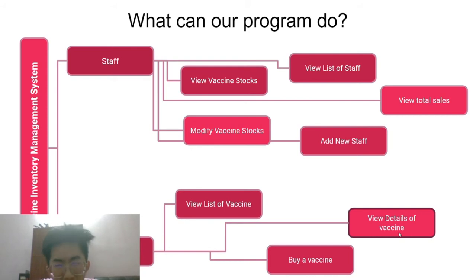the manufacturer, the manufacturer country of this vaccine. For example, Pfizer is made in the US. Sinopharm is developed in China. Definitely the most important reason for having this vaccine system is to allow them to buy the vaccine. This is the most important thing.